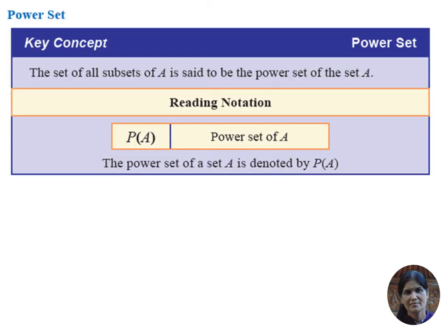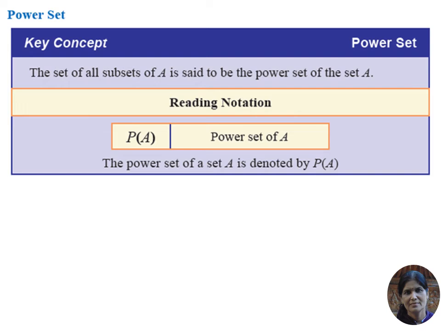Power set of a set. The set of all subsets of A is said to be the power set of set A. The notation is P of A. The power set of a set is denoted by P of A.